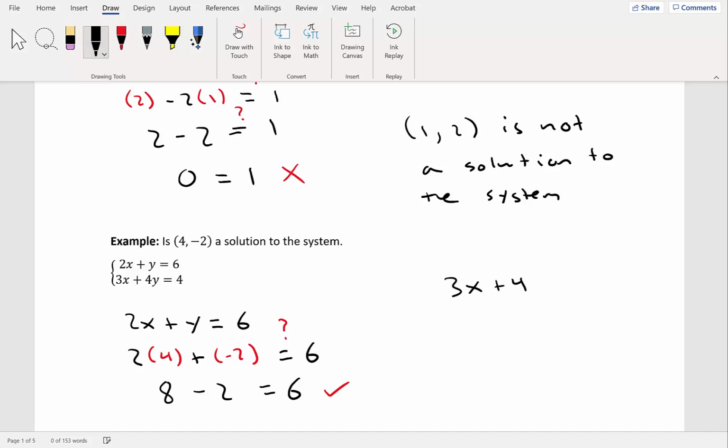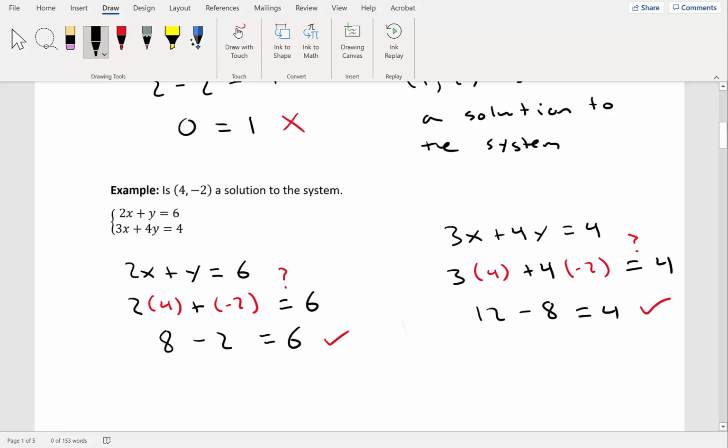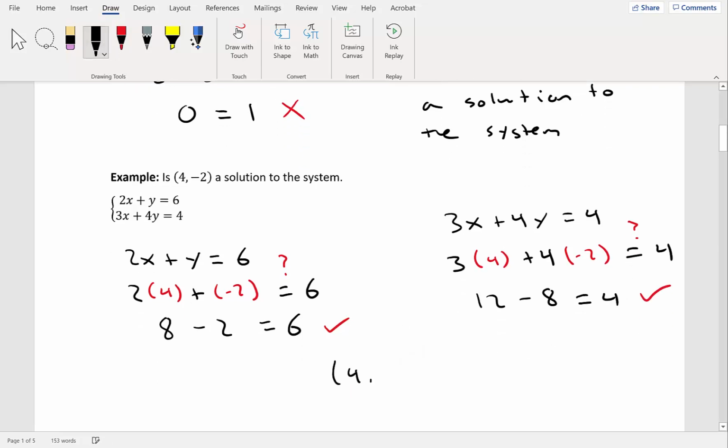So let's go ahead and plug it into the equation 3x plus 4y equals 4. So we have 3 times, and now our x value, which is 4, plus 4 times our y value, which is -2. We want to check to see if this is equal to 4. Okay, so the 3 times 4 gives us 12. 4 times -2 gives us -8. So 12 minus 8, that does give us 4. So it works for the second equation as well. So that means that (4, -2) is a solution to the system.